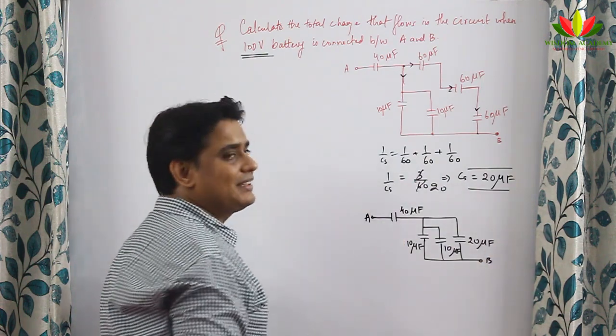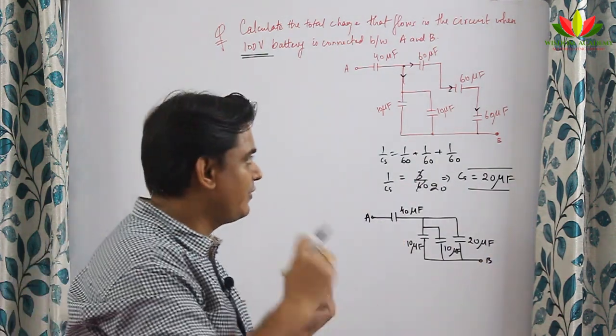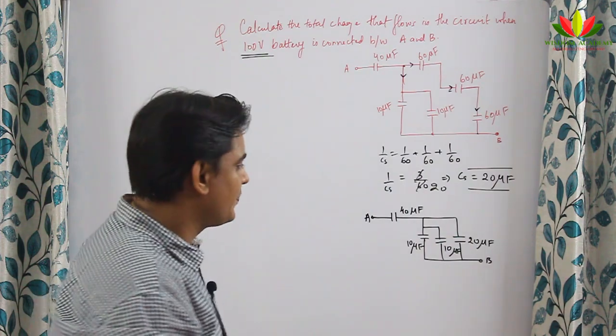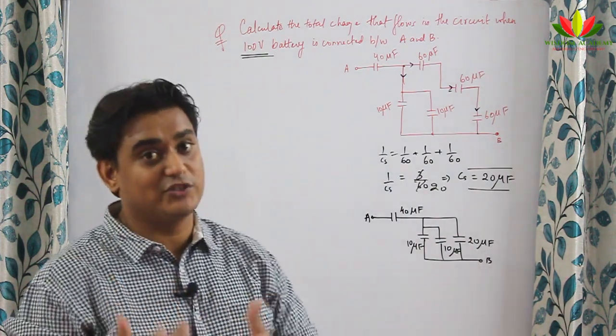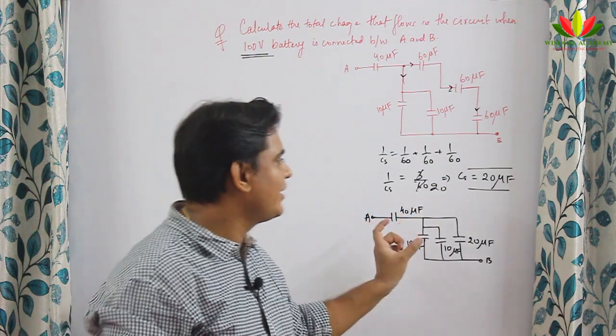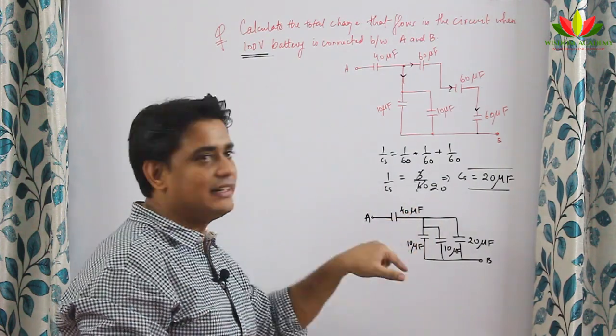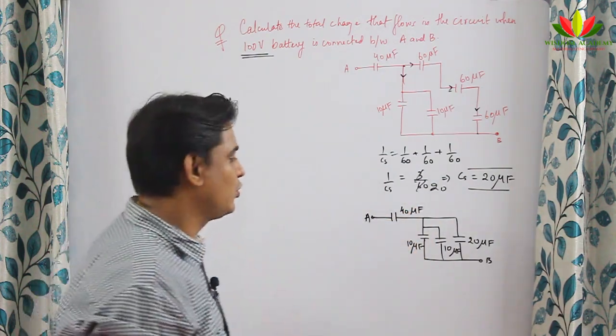So whenever a complex circuit is given like this, you have to first simplify that. It will be easier to solve. As you experience or as you practice more, then you can do these simplifications without even solving it. That comes when you practice more numericals.